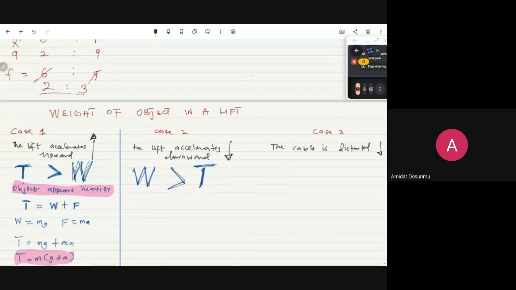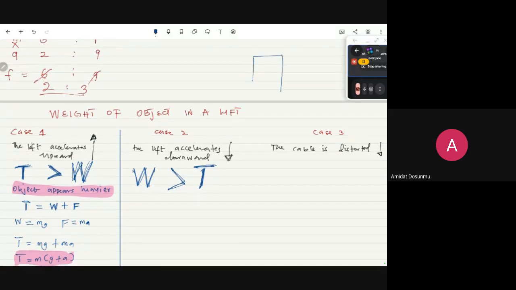If you have an object in a lift now, the weight is accelerating, it is coming down, acting downwards. But the cable is suspended somewhere like this. So if it's going up, the force tension is going up. If it's coming down, the tension is also coming down. So in this case now, both the tension and the weight are acting towards the same direction.